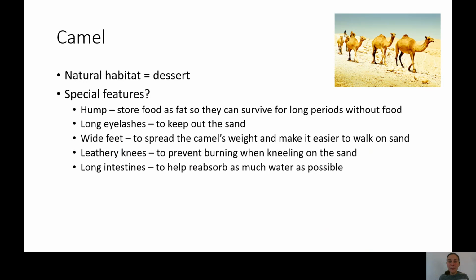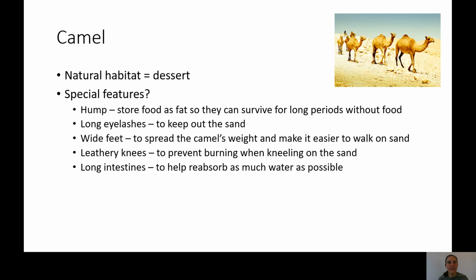So we've got the hump, and this is for them to store food as fat, so they're able to survive in the desert for long periods of time. They've got lovely long eyelashes to keep out the sand. They've got wide feet so that when they're walking on the sand, they don't sink.